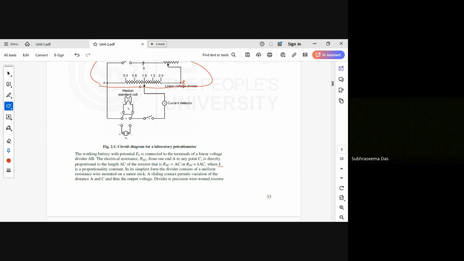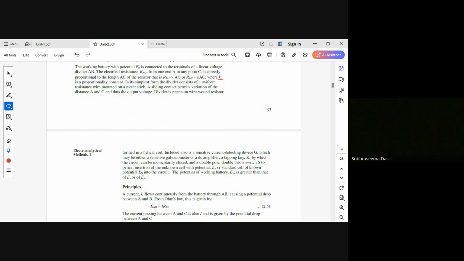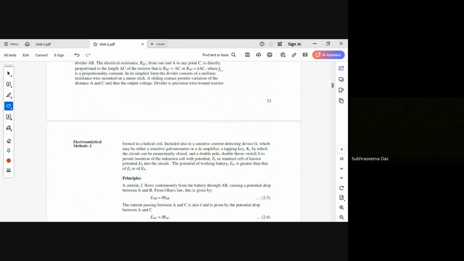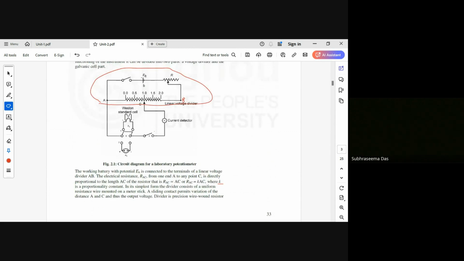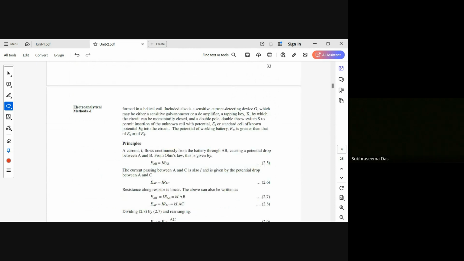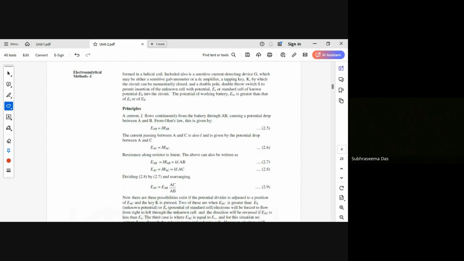When the divider is a precision wire wound resistor, it is formed in a helical coil, as presented here. Included is a sensitive current detecting device G. If you look at the tapping key K, once the tapping key K is tapped, the potential of the working battery is given by the following principle. The current I flows following Ohm's law, so the EMF between A and B is given as EAB equal to I RAB.